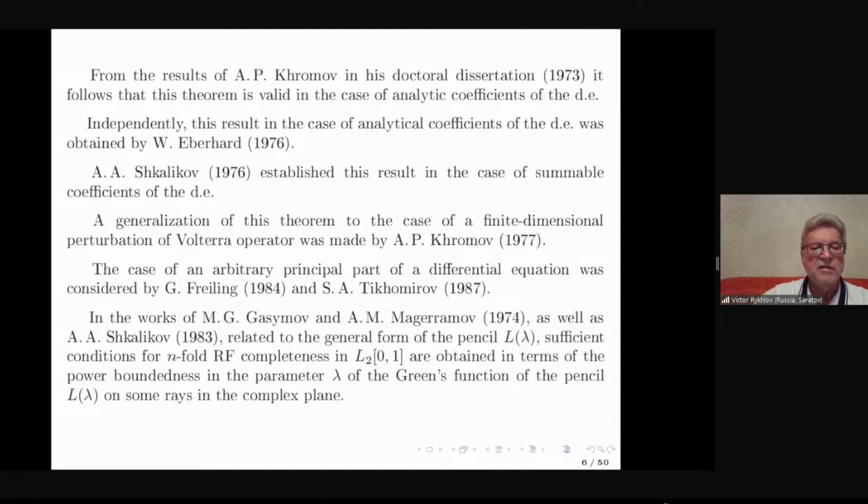In the works of Gasimov and Magerramov and Shkalikov, related to the general form of the pencil L of lambda, sufficient conditions for n-fold root function completeness in L2 on (0,1) are obtained in terms of the power boundedness in the parameter lambda of the Green's function for the pencil L of lambda on some rays in the complex plane. The next page.